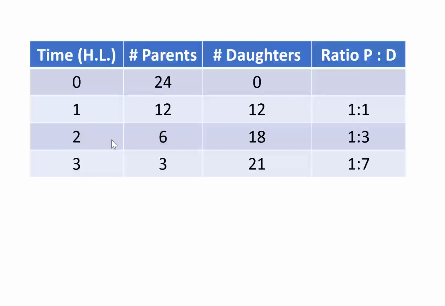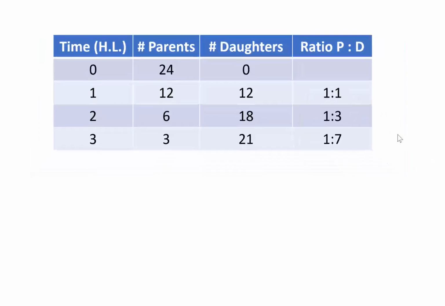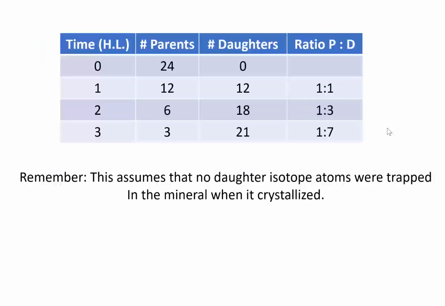We saw in the little drawing that after 2 half-lives, our ratio of parent to daughter isotope is 1:3. And we were just calculating that after 3 half-lives, our ratio of parent to daughter would be 1:7. And these ratios are always going to hold like that, again, as long as there were no daughter isotope atoms trapped in the mineral when the mineral crystallized. So that is a kind of a special case.